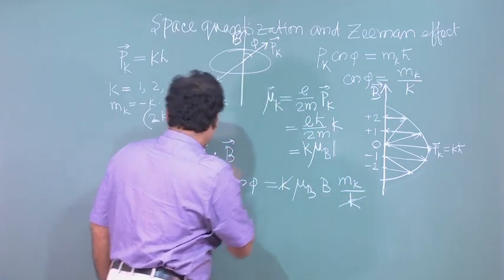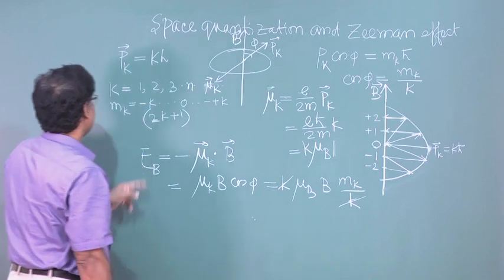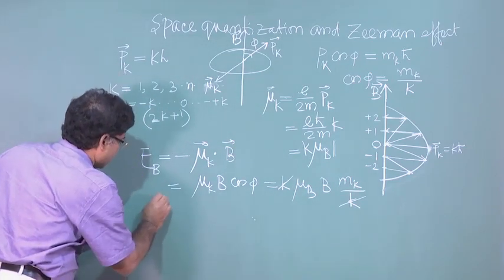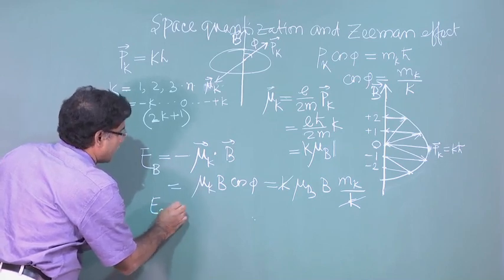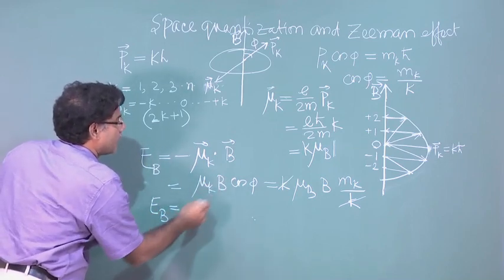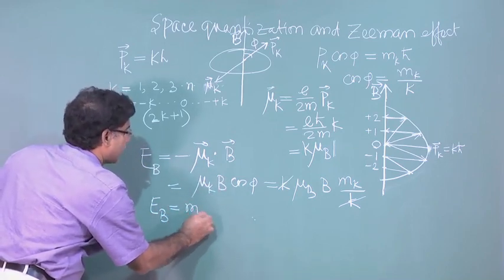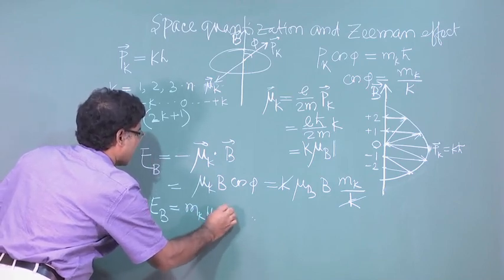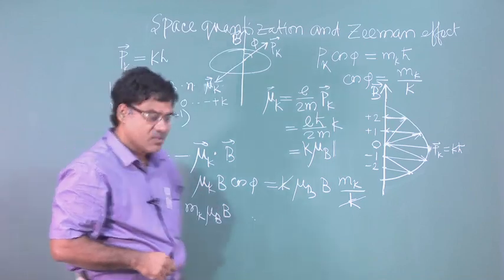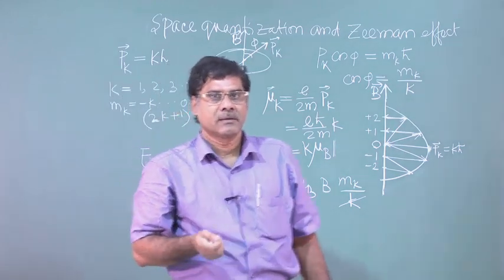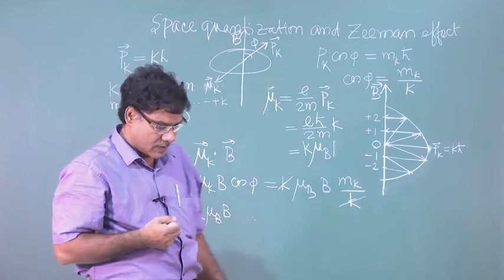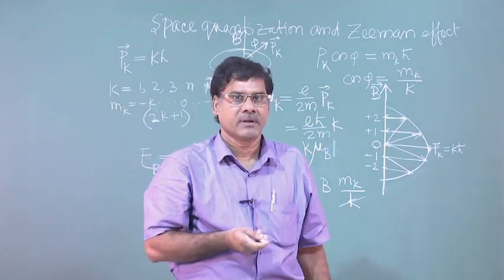So, ultimately I am getting E v equal to m k mu v b, m k mu v b. That is the energy of the system due to the magnetic field.